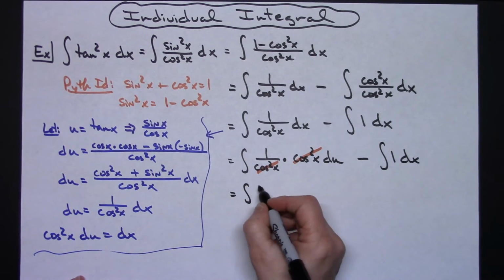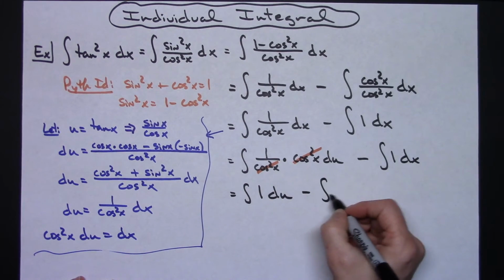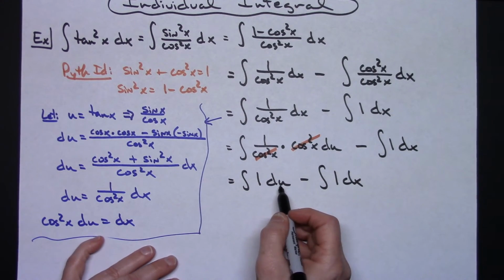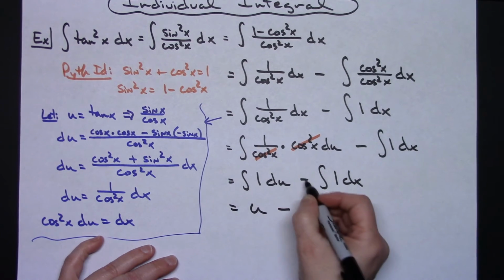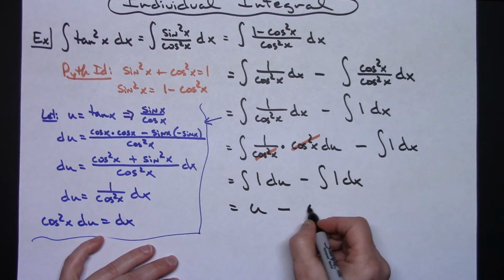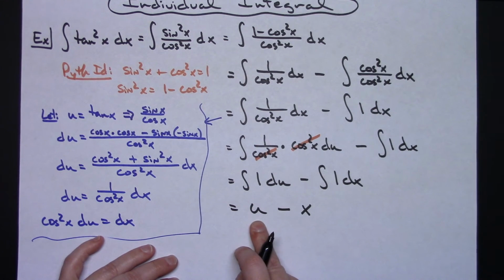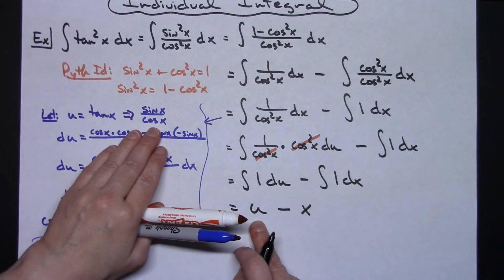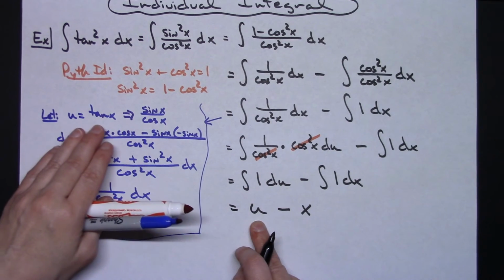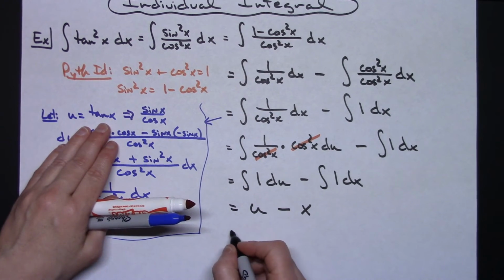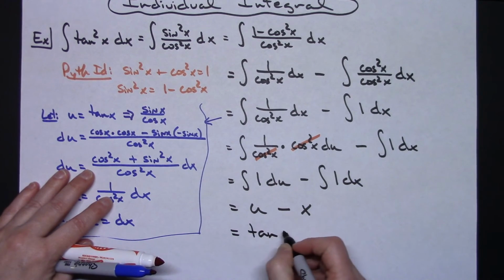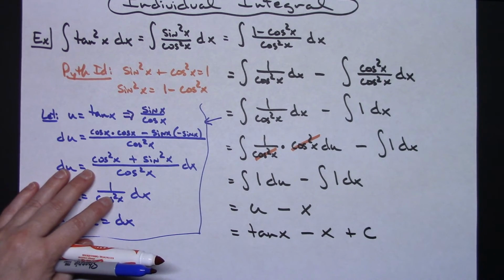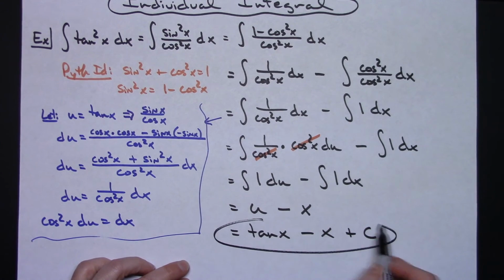So then I'm going to have the integral of 1 du minus the integral of 1 dx. Integrating 1 with a du is going to make that pretty simple. It's going to be a u, then the minus. Integrating a 1 with a dx is going to give me an x. I made a u substitution here. Initially, I let u be tangent x, and then I switched it to the sine over cosine just so that I could work the derivative out a little bit easier. So I'm going to replace this with tangent. So this will be tangent x minus x, and I have integrated at this point, so I'm going to put that plus c in. So that's the final answer.